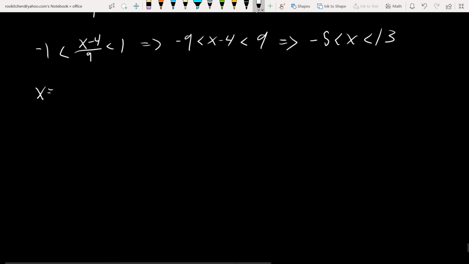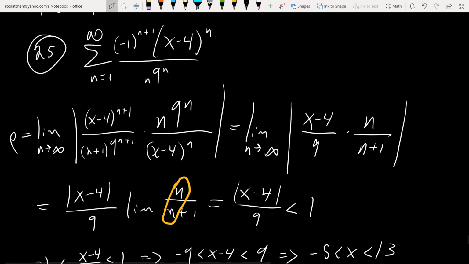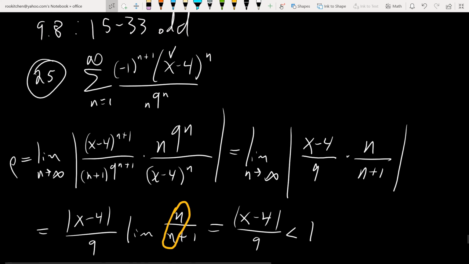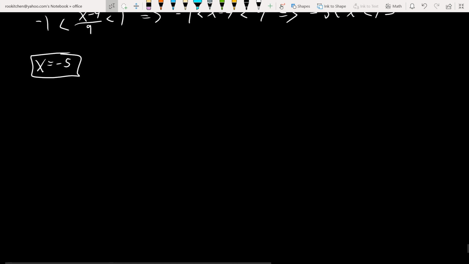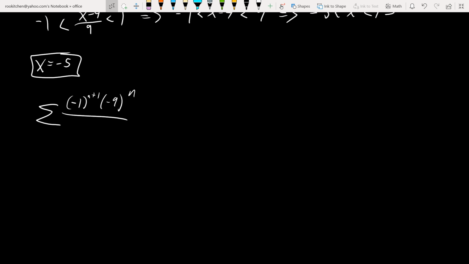So we'll look at x equals negative 5, and we literally plug negative 5 into the original series up here. So when I plug negative 5 into x, negative 5 minus 4 is negative 9. Okay, so what do we have? In that case, we have the series of negative 1 to the n plus 1 times negative 9 to the n all over n times 9 to the n. Okay, we got to be a little careful about how we simplify this. This is exponent rules all over the place.